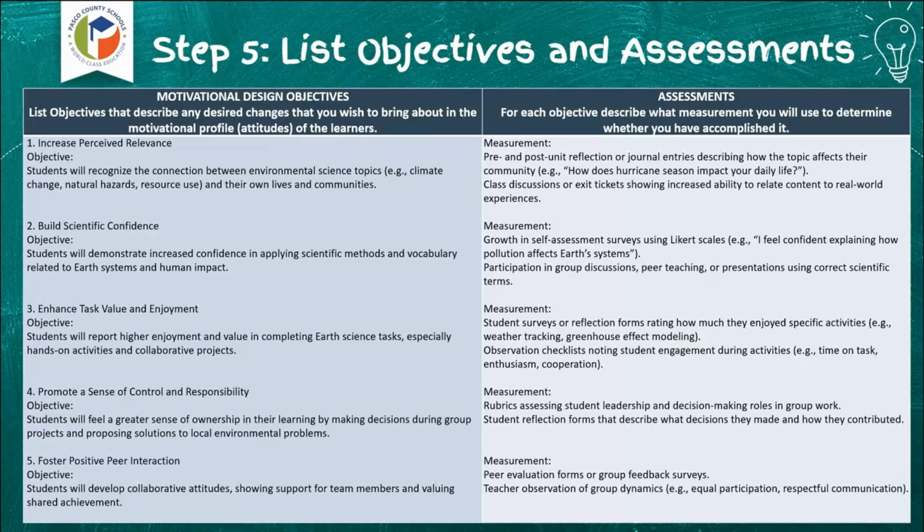Task value and enjoyment. We want the students to enjoy hands-on and group activities. Feedback forms and teachers' observations will track engagement. Control and responsibility. Students will take active roles in group work. Rubrics and reflections will show their contributions. Peer interaction. Students will support teammates and share achievements. Peer evaluations and classroom observations will assess collaboration.